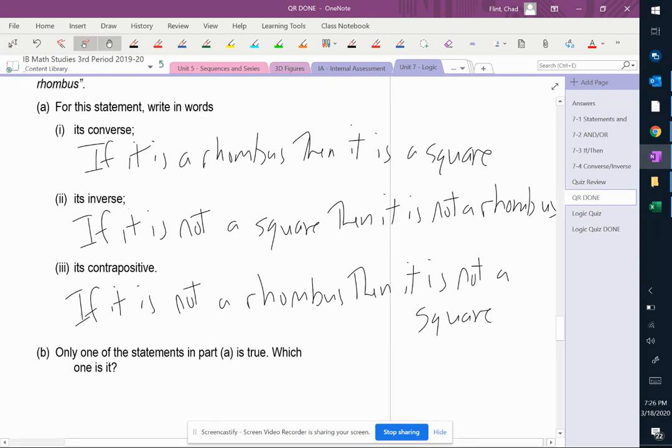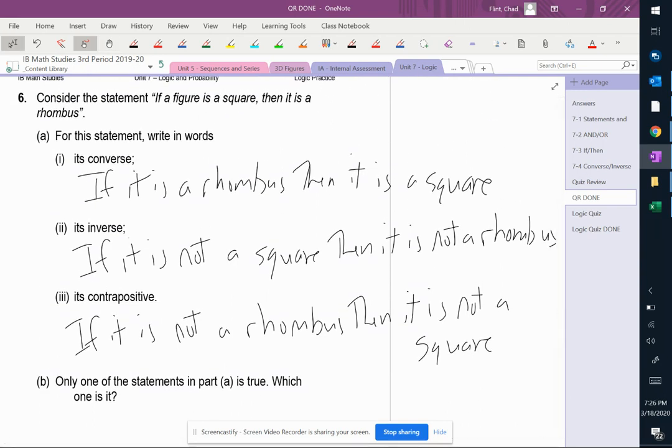Which one is it? This is a little bit tricky to work with. So we have to remember that the only way this original statement is false is if it's true, then false. So I want to check this out. If the beginning was true and the end was false for the original thing, that would be false. So that would mean I would have something that's a square that's not a rhombus.